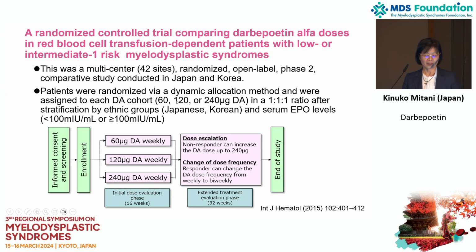Patients were randomized via a dynamic allocation method and were assigned to each Darbepoetin alpha cohort, namely 60, 120, and 240 microgram, in a 1:1 ratio after stratification by ethnic groups, Japanese or Korean, and serum EPO levels less than 100 or equal to and more than 100 international unit per milliliter. Darbepoetin alpha with the corresponding dose was given once a week until week 16, and then a dose escalation and change of dose frequency were allowed depending on the response during the treatment period from week 16 to 32. That was the end of the study.